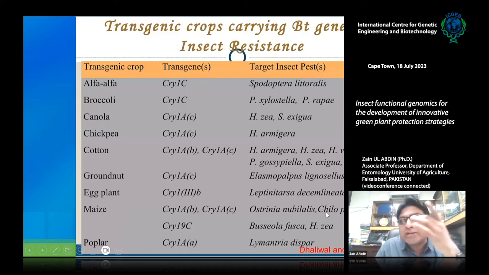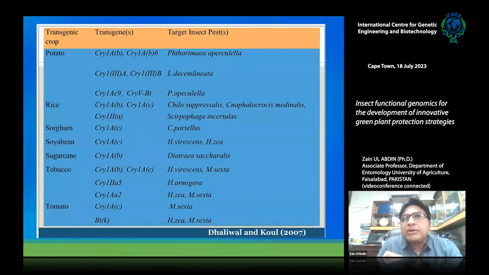So groundnut, eggplant, maize. Even in the maize, Cry1Ab, Cry1Ac are responsible to protect the crop against Chilo suppressalis, which is called maize borer. And such types of transgenes are responsible to protect the plants against certain dangerous insect pests. In potato, rice. In rice, although we don't have any transgenic rice in our country, in the world, in China, there is a transgenic rice which contains Cry1Ab, Cry1Ac, and it is protected against rice leaf folders and Chilo suppressalis. Sorghum, soybean, tobacco: these are all examples of food plants and vegetable plants which have the BT genes. And these plants are supposed to be protected against these insect pests.